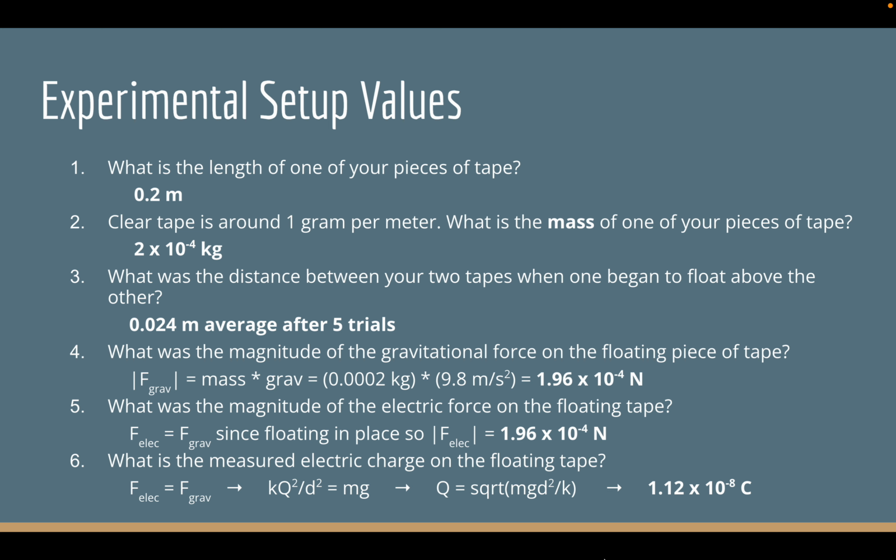For my setup, the length of the tape was 0.2 meters and the mass of the tape was 2 e to the negative 4 kilograms. The distance between the two pieces of tape was 0.024 meters, and the magnitude of the gravitational force was 1.96 e to the negative 5 newtons. The magnitude of the electric force is equal to the magnitude of the gravitational force since it was floating in place. Finally, the electric charge is equal to 1.12 e to the negative 8 coulombs.